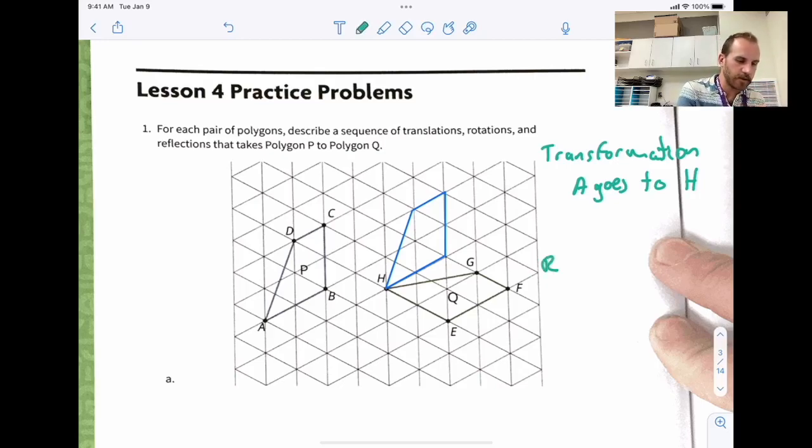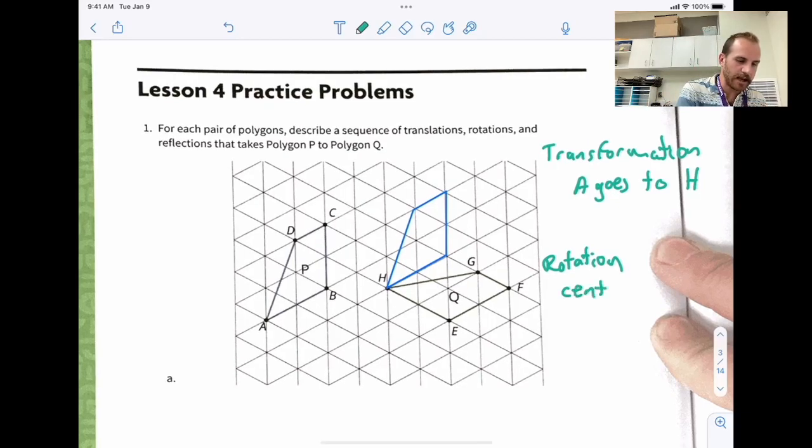So the next is going to be a rotation, because we have to rotate it into place now. I'm going to say center H because I don't want H to move. It's already connected. I'm going to go clockwise this direction because I feel like I'll get there quicker. And we'll also say, how far is it?